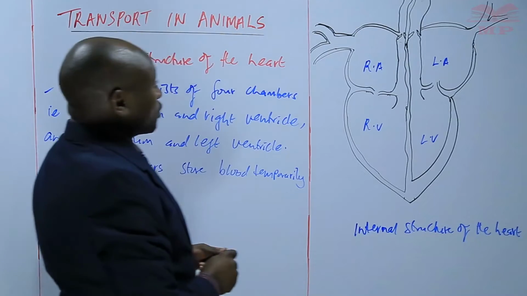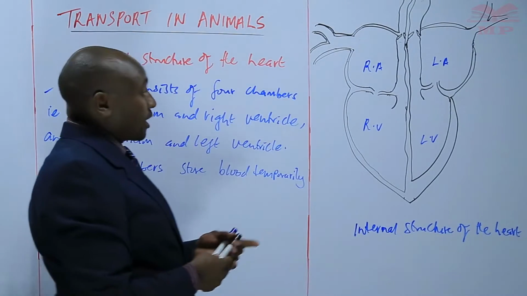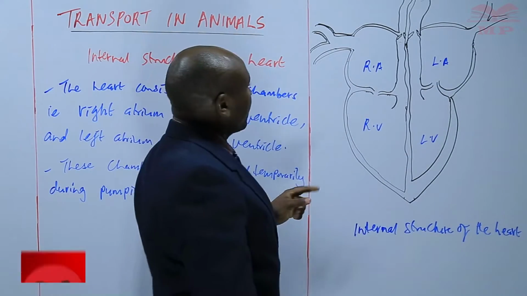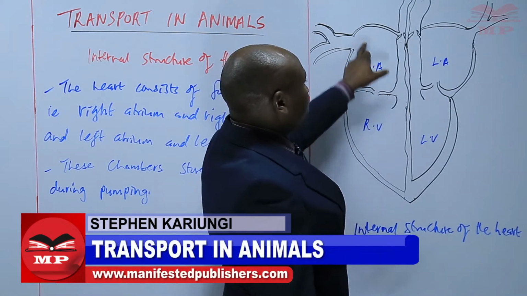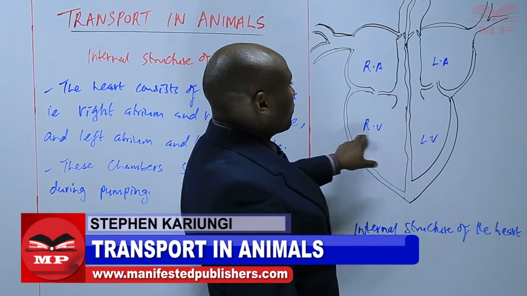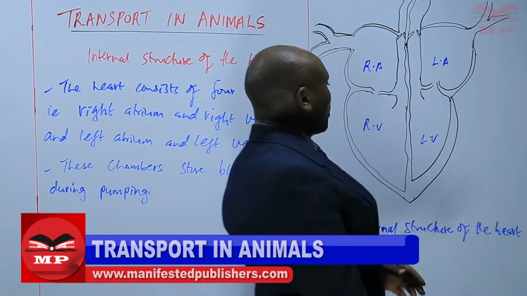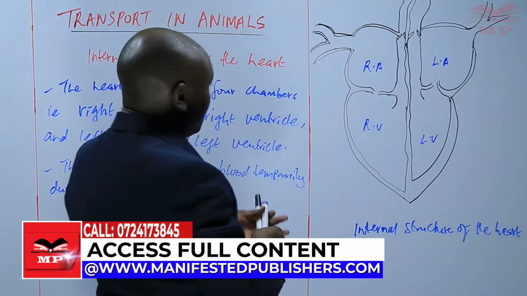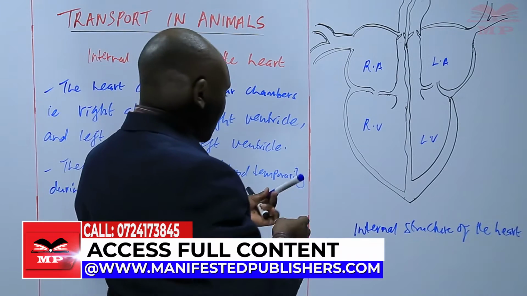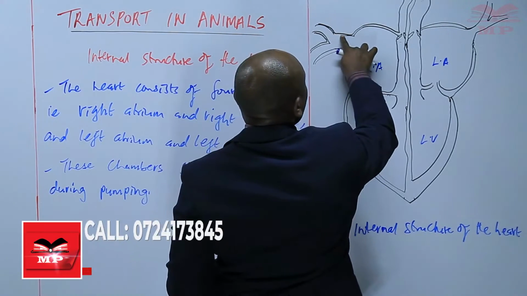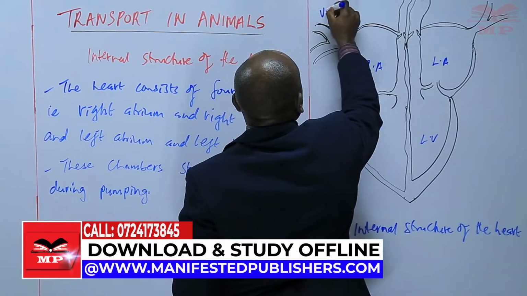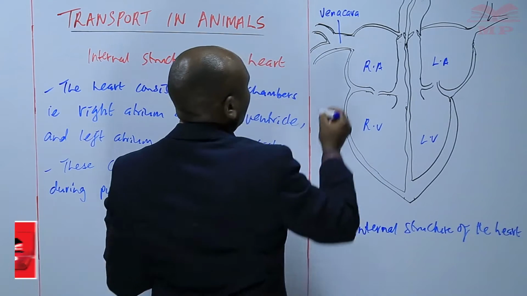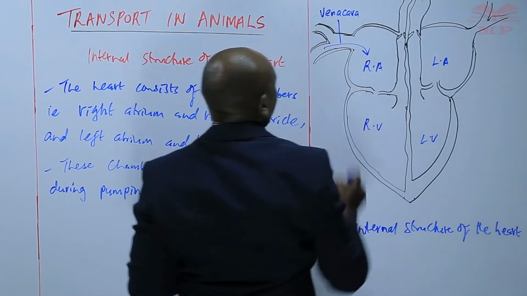So we have the internal structure of the heart, and basically what we are going to do is label the parts. There are 4 chambers, as we have mentioned. The first chamber on the right is the right atrium. Then we have the right ventricle. We go to the left side. Then we have the left atrium and the left ventricle. We have a number of blood vessels that supply the heart with blood. The first blood vessel, we call it the vena cava, brings blood into the right atrium.